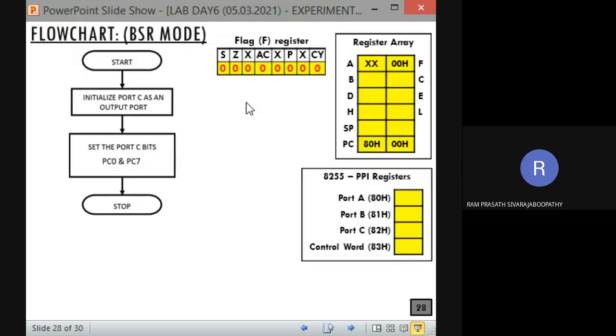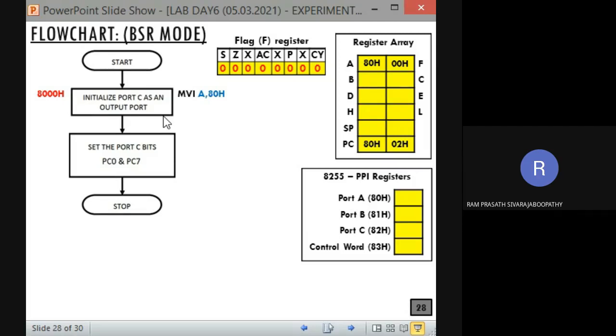Fine. BSR mode. See what we say here. Initially, port C as an output port. Port C has to be configured as output. What is the control word for that? What about the control word to configure port C as output? 80H. Very good. So now what should we do? Put 80 in the accumulator, done. Next, where should we write it? What about the next instruction? The control word is always written into the control word register. Correct? What about the address of the control word register? 83H. Very good.